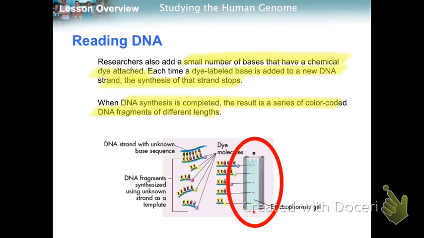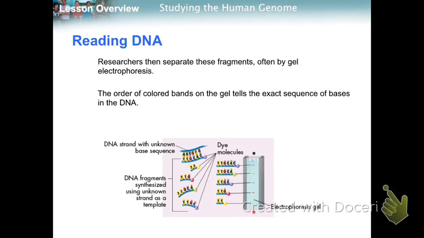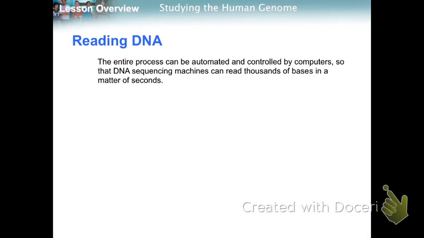So that's what you see here. These fragments are separated by electrophoresis. The order of the bands on the gel tells the sequence of bases in the DNA. This process is automated by computers. This DNA sequencing process can read thousands of bases in a matter of seconds.